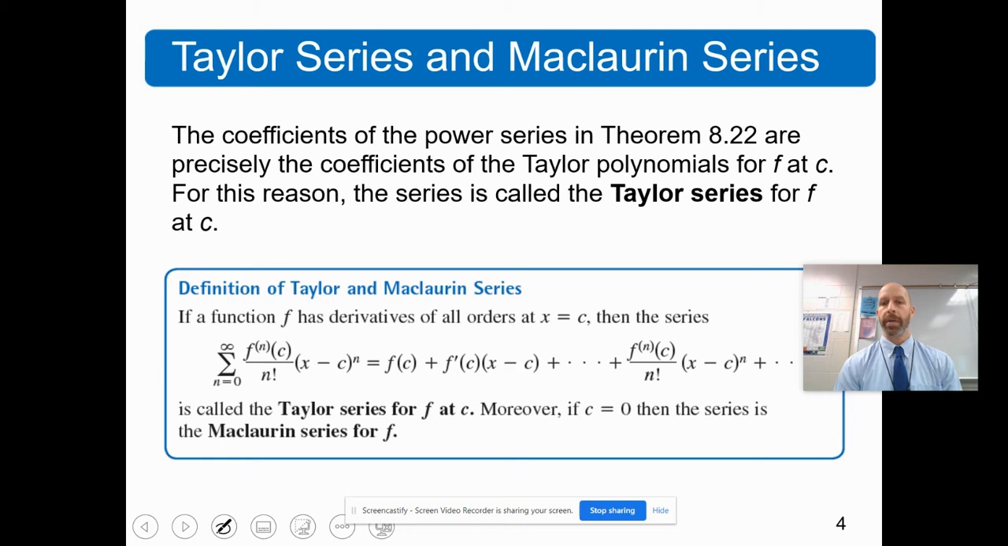The coefficients of the power series in this theorem are precisely the coefficients of the Taylor polynomial for f at c. So when we look back at section 8.7 with Taylor polynomials, we can see now we can build these into not just Taylor polynomials, but Taylor series, because these go on for infinity. So the definition of a Taylor or Maclaurin series is as follows. It is the summation of the nth derivative at some value c over n factorial times the quantity x minus c to the nth power. In an expanded form, we have that here to the right. This is called the Taylor series of the function f at c. If c is 0, it's a Maclaurin series.